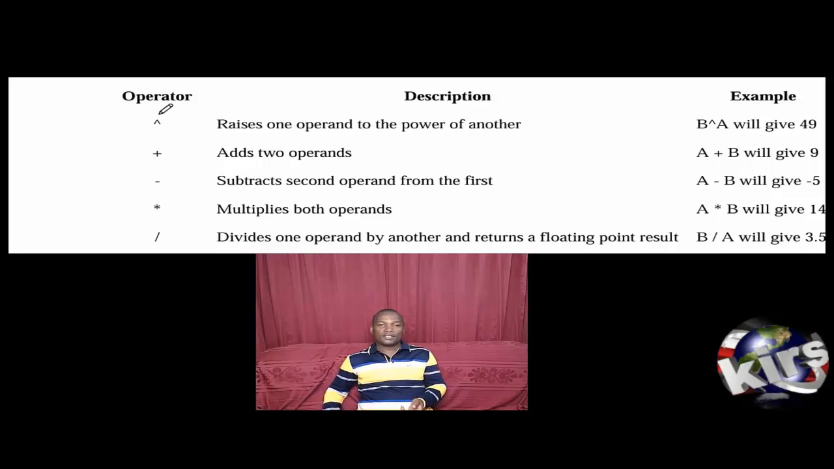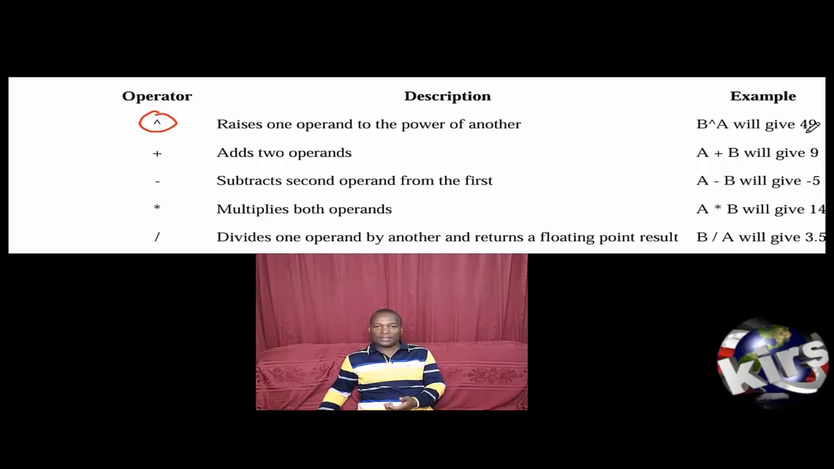If you look at this, it is an operator which raises one operand to the power of another. In our earlier studies in mathematics, we talked about indices, powers. So this is the one which is supposed to raise a certain number to the power of another. For example, b raised to the power a will give 49. If b in our case is 7, then raised to the power 2, this will give you the value 49.